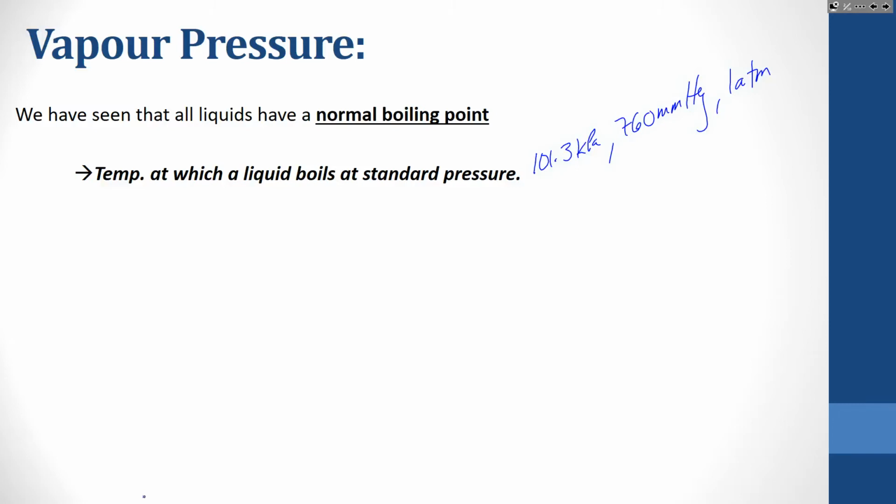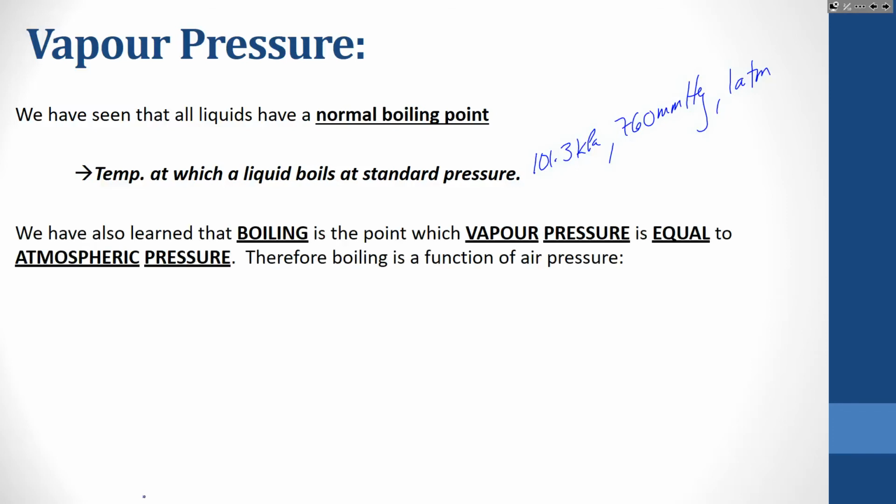So that's what makes it normal. Now remember, water normally boils at 100, but it can boil at different temperatures based on the pressure around it. We've also learned that boiling is the point at which vapor pressure is equal to or greater than the atmospheric pressure. So at minimum, it has to be equal to the pressure of the atmosphere. And that's why boiling is so hugely impacted by the pressure of the surrounding air.